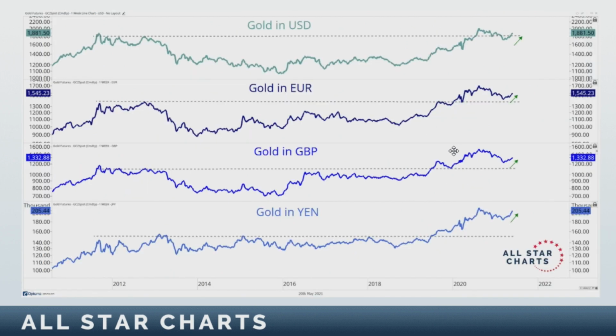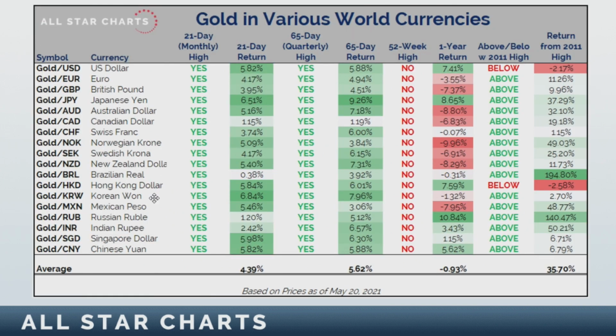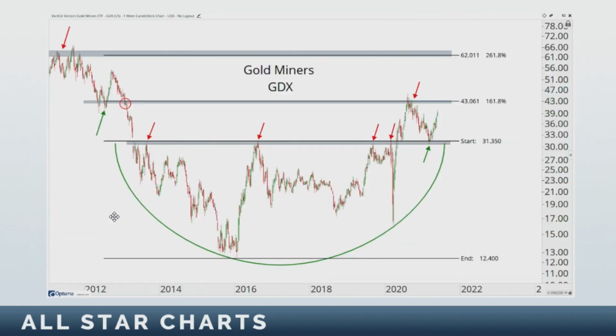When you look at gold price in other currencies, when you look at the dollar, it's still below the 2011 highs. But when you price gold in euro, British pounds, yen, we're well above those levels. Well above those levels. Then when you look at gold price in all the currencies, we're above the 2011 highs on all of them except the dollar, right? Pretty much. So the gold miners trade's been working.